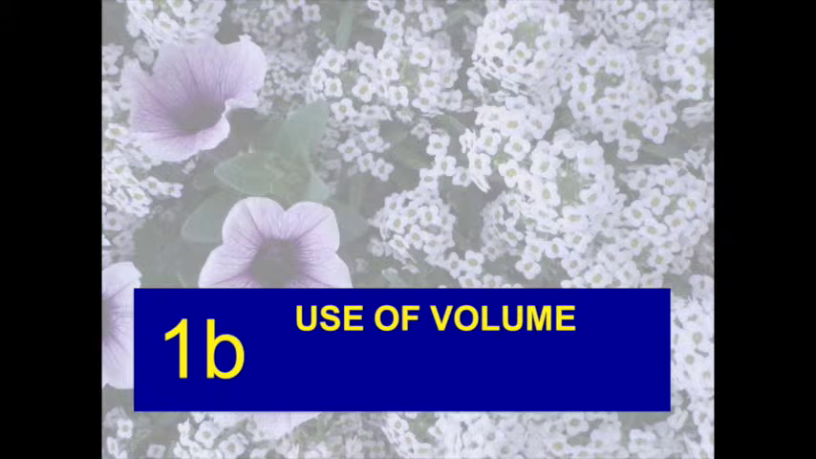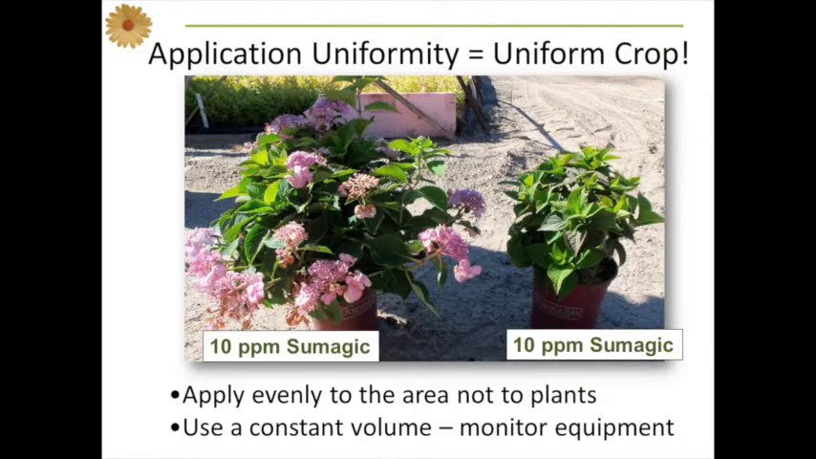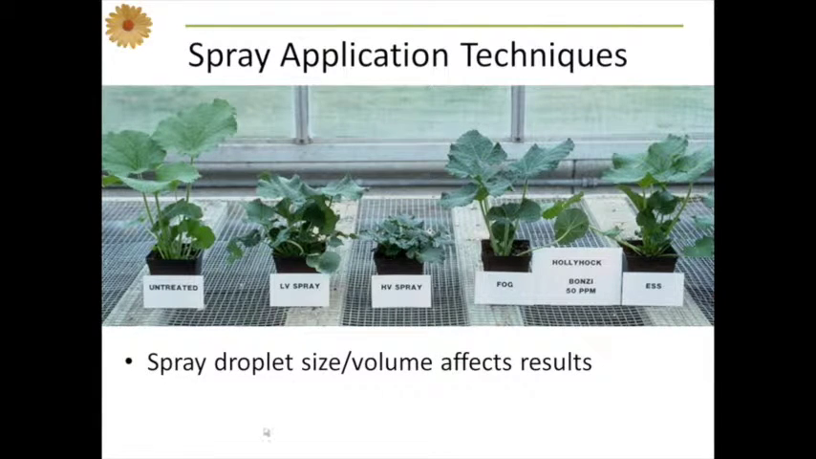Okay? All right. We talked a little bit about volume and the importance of the volume in terms of having application uniformity. And for those of you, I think most of you have been here the whole time, so I won't dwell on this, but apply it evenly to the area, not to the plants. I showed you this picture earlier talking about the volume we applied, a label recommended volume or a high volume. In this study, we also looked at ultra low volumes using a fog sprayer and an electrostatic sprayer. So we had a difference here in the spray droplet size and the volume.